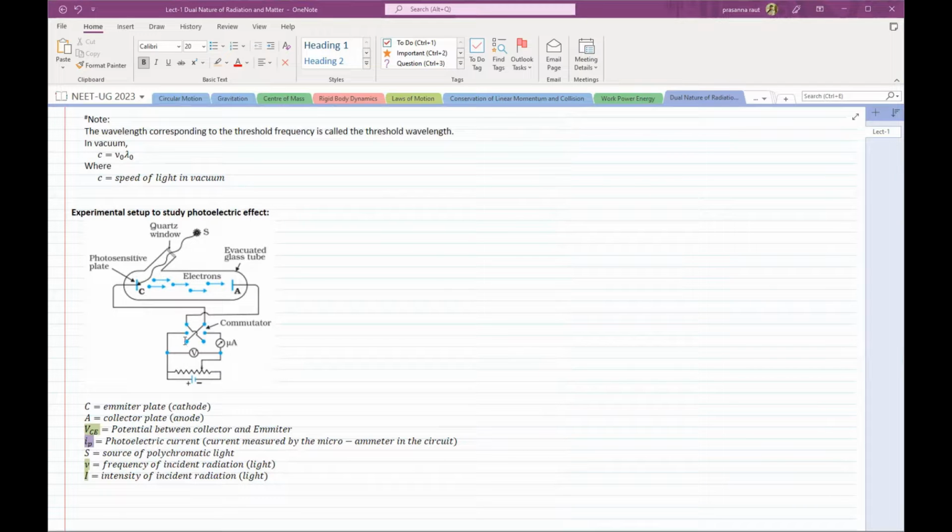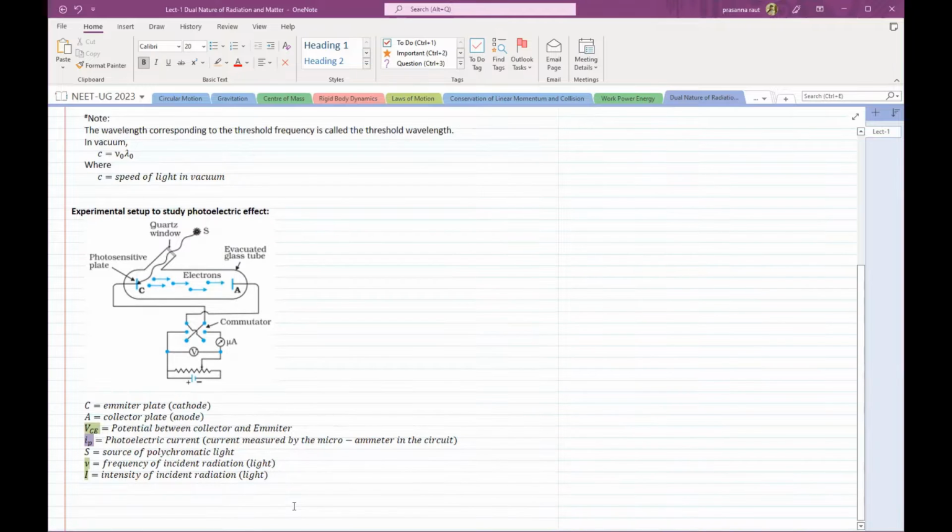This is a commutator key, a four-way key, and here you have a quartz window so that all frequencies can enter this bulb, because glass does not allow that. We want all the light frequencies, from infrared to ultraviolet, to enter this bulb. Hence, we are using a quartz window. The light enters and hits the metal. At least one of the frequencies is greater than the threshold frequency, hence the electrons are emitted, which then move towards the positively charged anode, because you are connecting it to the positive terminal of the battery through this rheostat. This is the logic of the circuit.